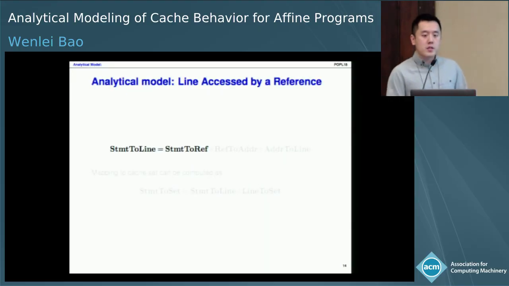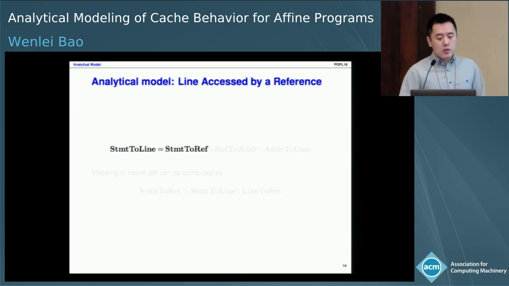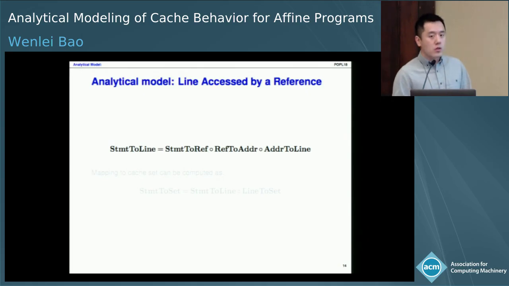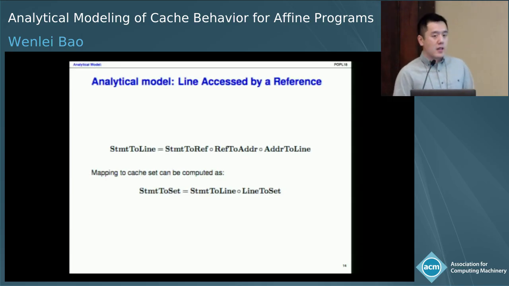Now with all the information before, the program space, the memory space, and the cache space, we can build a relation from the program to the cache space itself. We compose the relation from statement to reference, reference to address, and address to cache line. This is a relation from the program statement to the cache line that this statement maps to. Similarly, you can get the cache set that this statement maps to by composing another relation, the line to set relation.